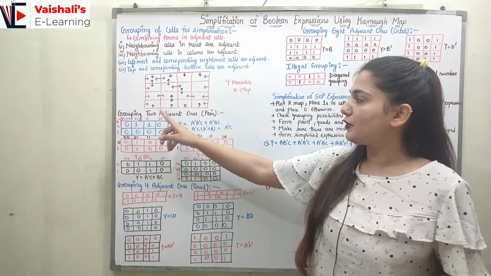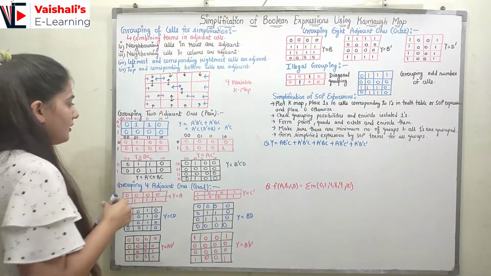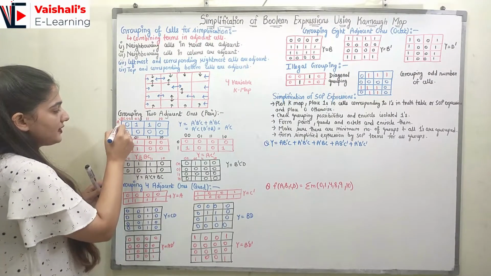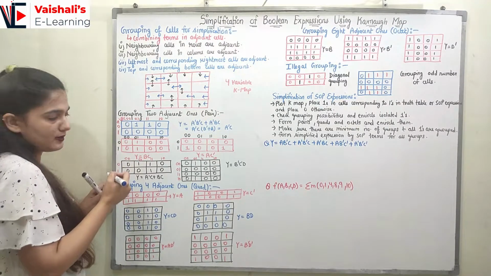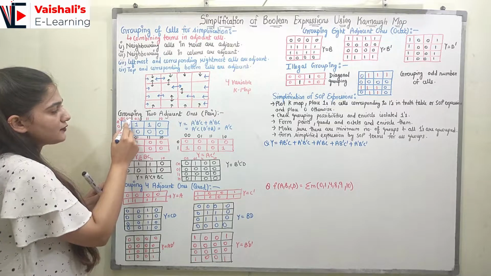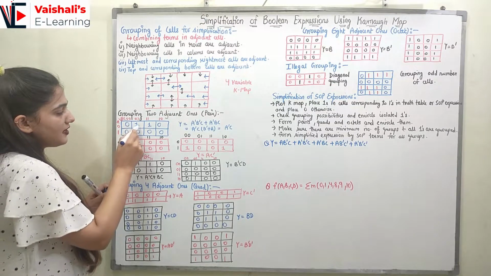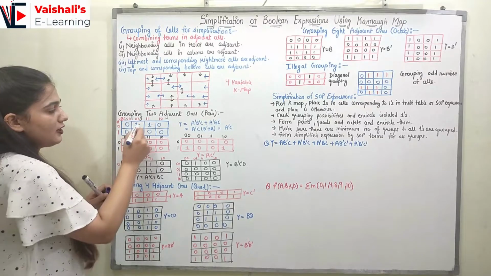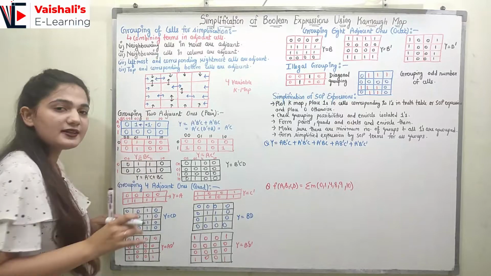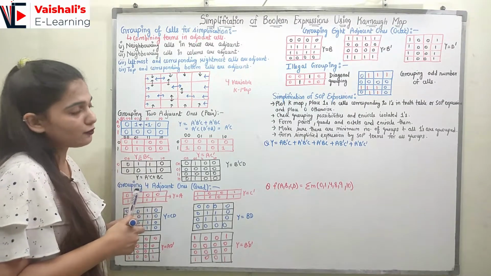Now coming to the grouping of 2 adjacent ones, that is a pair. Here you can see we have this K map. In the K map we have A and BC over here. A takes the value 0 and 1, and BC takes the values 0 0, 0 1, 1 1 and 1 0. Now here you can see we have 1 and 1 over here. These 2 ones can be grouped. We know these are neighboring cells in the rows, so now we can group them.